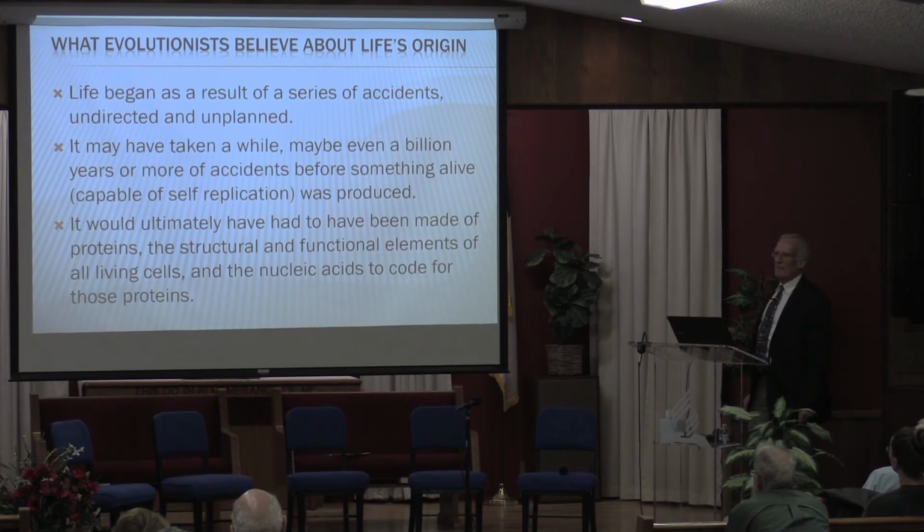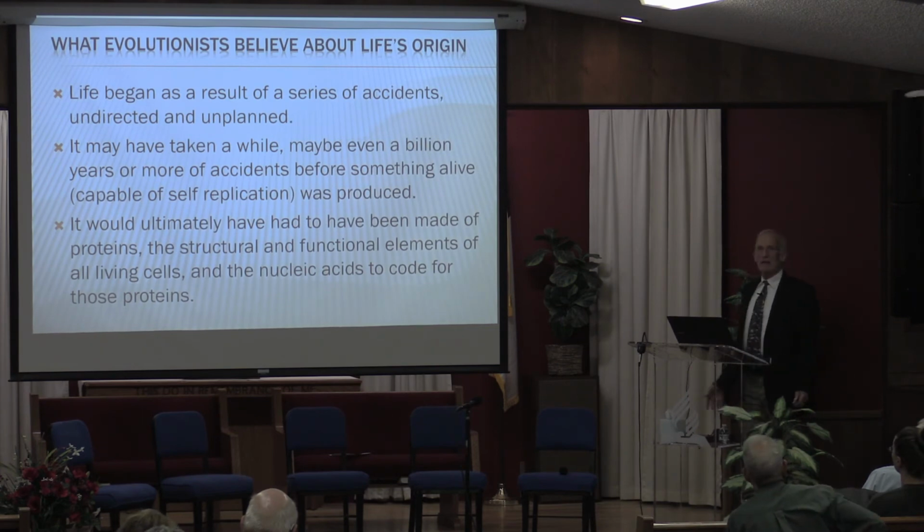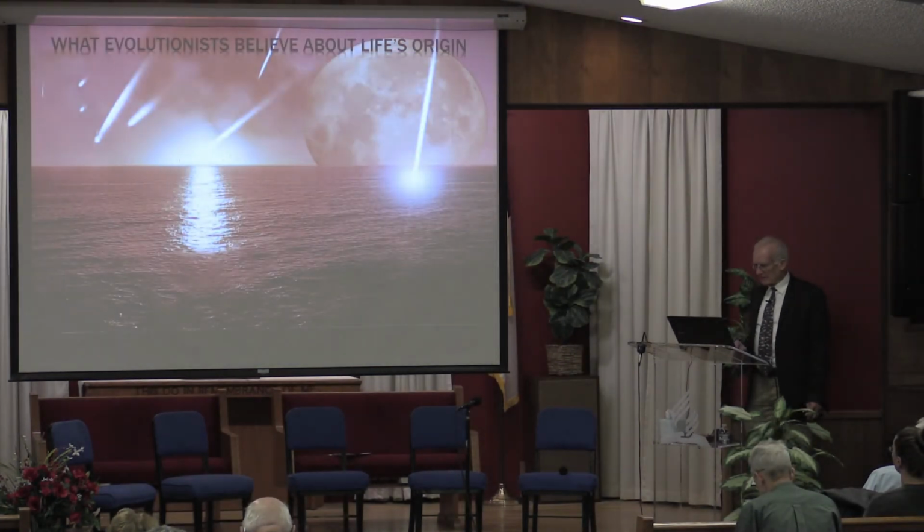They say it may have taken a while, maybe even 1 billion years or more of accidents. So next time you want to make something, you start with an accident and then you repeat it many, many times. You're going to get what you want eventually. But it ultimately would have had to have made proteins. We'll talk about what proteins are for those of you. I know some of you this is old hat, but some of you may not know what proteins are. They are the structural and functional elements of all living cells and the nucleic acids that code for them. So we're going to talk about how these things could have come into existence.